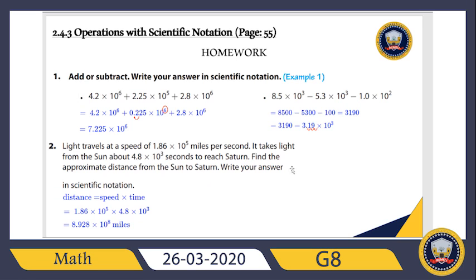How to find it? First, we write the rule. We know that distance equals speed times time. I'm looking for the distance. I have the speed here, and I have the time.